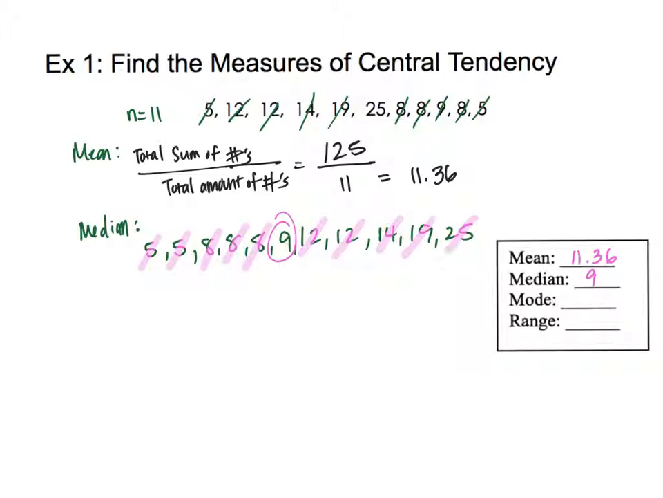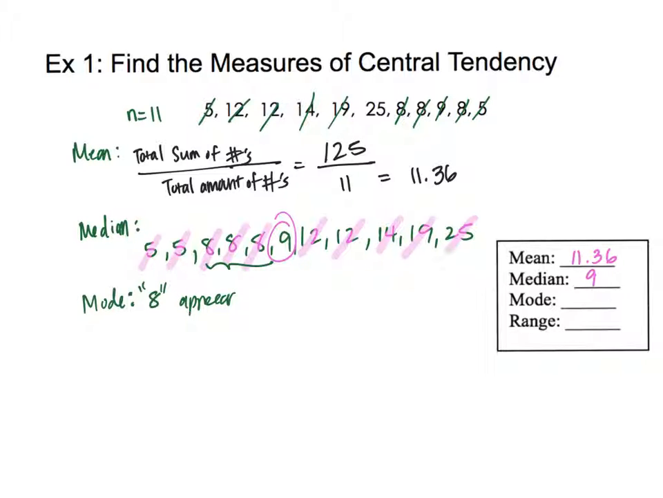Okay, so for our mode, when we take a look at this list of numbers, which number appeared most often? For me, I noticed that 8 appeared 3 times compared to other numbers, like 5 only appeared twice, and 12 appeared twice, but no one beat 8. 8 appeared 3 times.